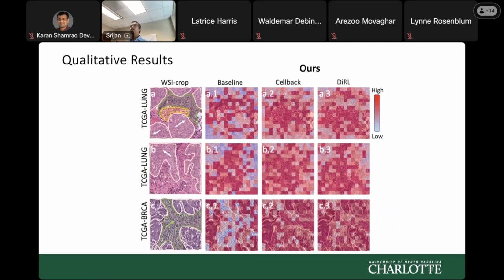I'm not going into the details of the method, but this is a quantitative result. This is pathology annotated data of which regions are important. This is the baseline, where you can see how sparse the attention is. And this is our model, where you can see the overlap of the important regions with the pathology annotated data is quite high.